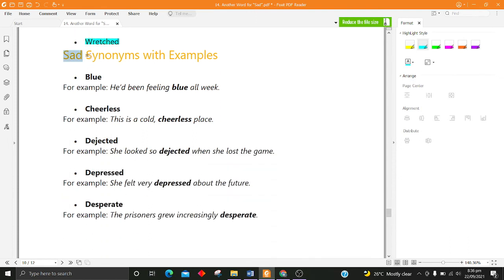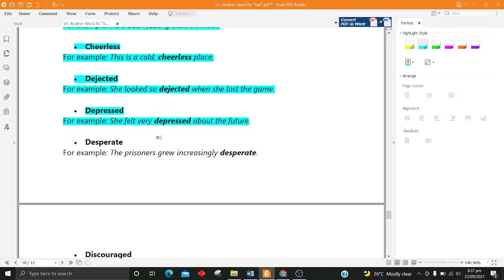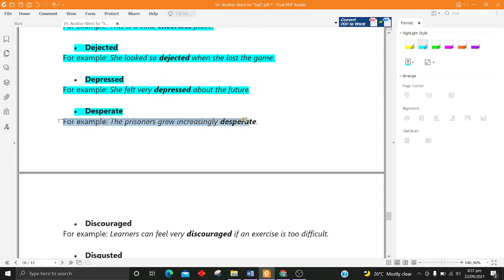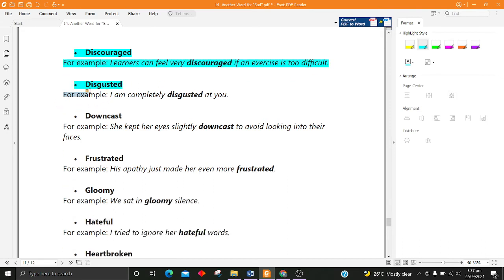Sad synonyms with examples. Blue, for example: he'd been feeling blue all week. Cheerless, for example: this is a cold, cheerless place. Dejected, for example: she looked so dejected when she lost the game. Depressed, for example: she felt very depressed about the future. Desperate, for example: the prisoners grew increasingly desperate. Discouraged, for example: learners can feel very discouraged if an exercise is too difficult. Disgusted, for example: I am completely disgusted at you.